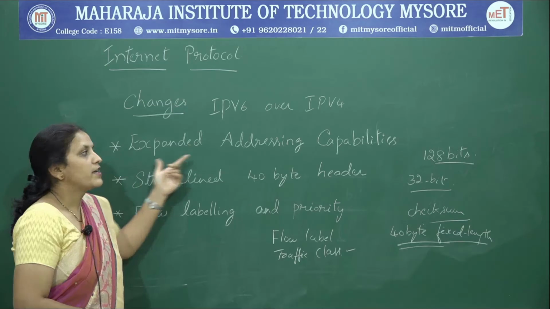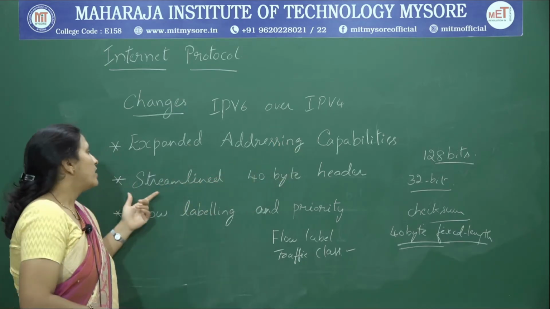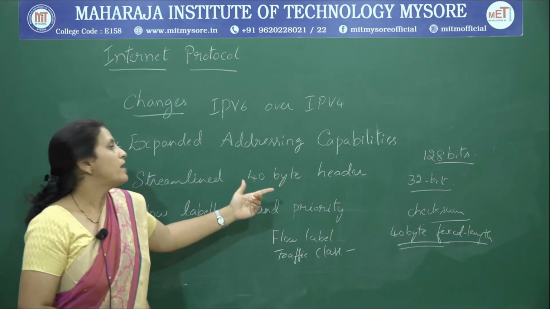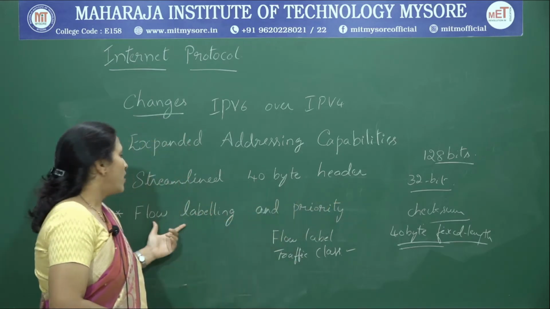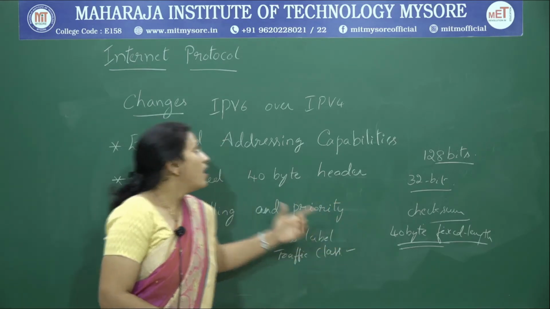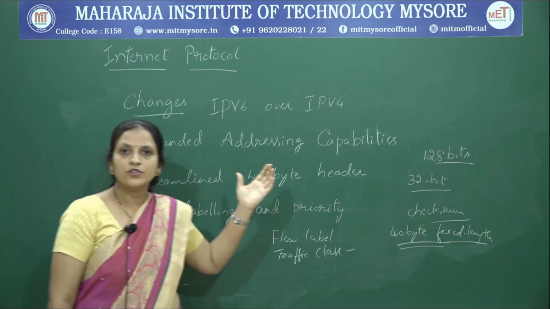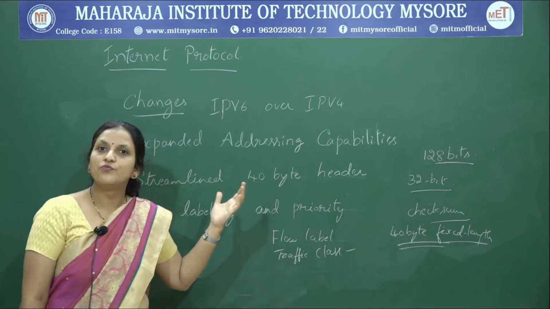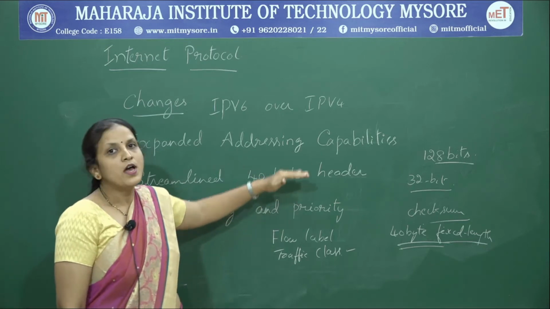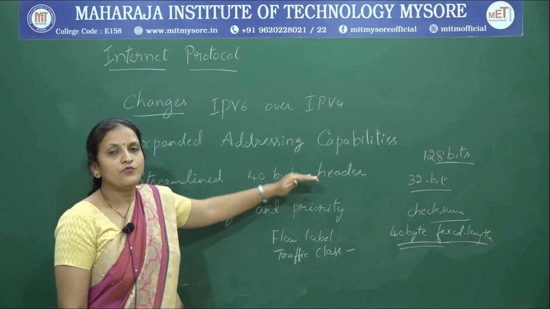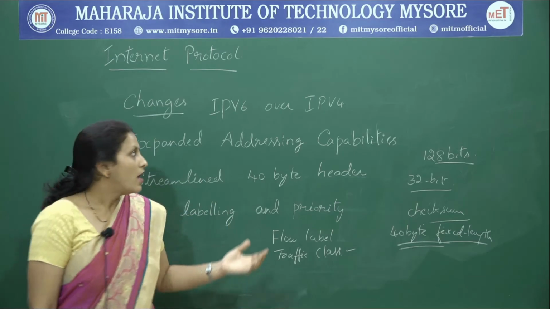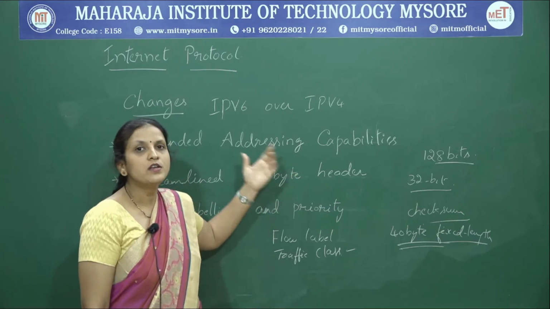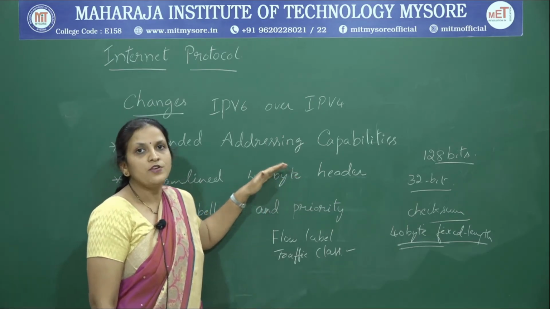The very first one is expanded addressing capabilities, the second one is the streamlined 40-byte header, and then we have flow labeling and priority. Having understood the changes that were introduced in IPv6, now we will look into the fields that were in IPv4 and have been removed in IPv6.